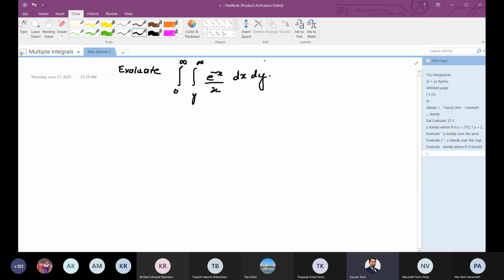The first integration is with respect to x. Can you solve this integral? Integration y to infinity e to the power minus x into x raised to minus 1 dx. Sir, we can take log x, minus log x is equals to dt. What will it give me?